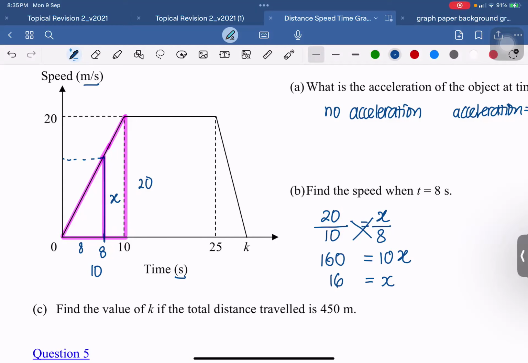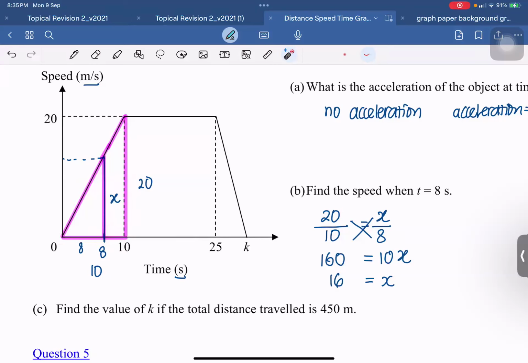So x is equal to 16. So this is the speed. I explain this portion again. The question asked me to find the speed at time 8. So what I'm going to do, I'm going to draw. I need to find what is this speed over here, right? This portion. But I notice that this is on the same straight line. So I extend and I look for a triangle.